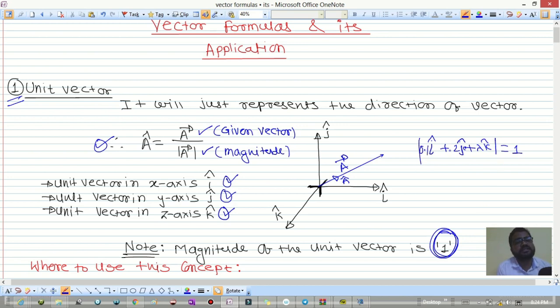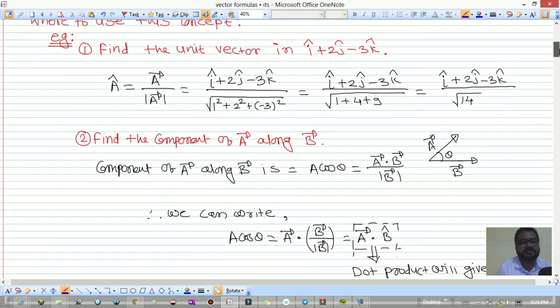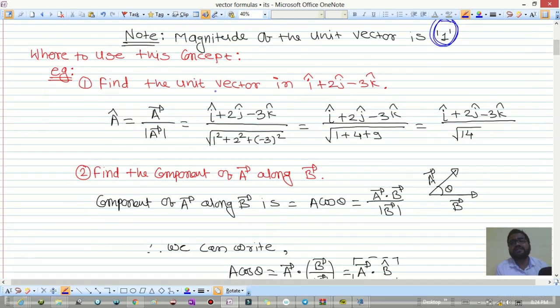So you have to consider this is 0.1, 0.2, then you will get the lambda value in between that range, right? So I hope this is clear. So this is all about the unit vector. Now where to use this unit vector concept? To find the unit vector of i hat plus 2j hat minus 3k hat, okay? If they give this as the vector, and you have to find the unit vector.